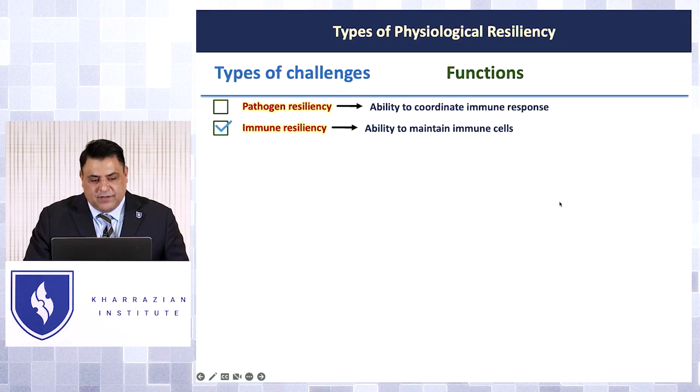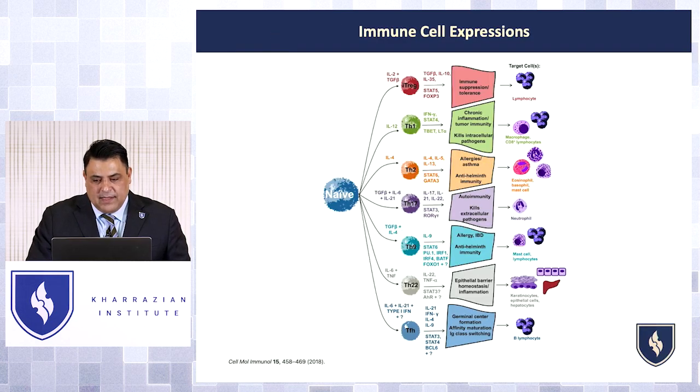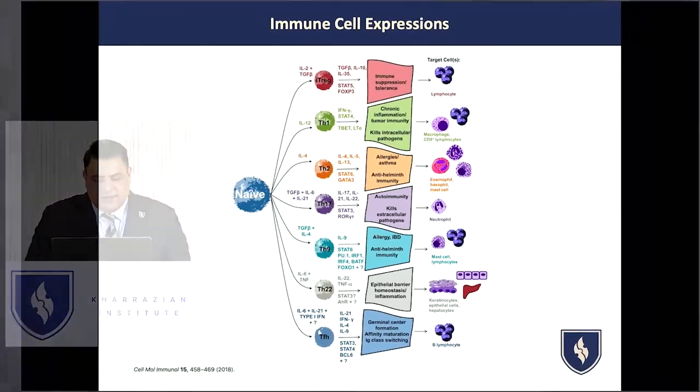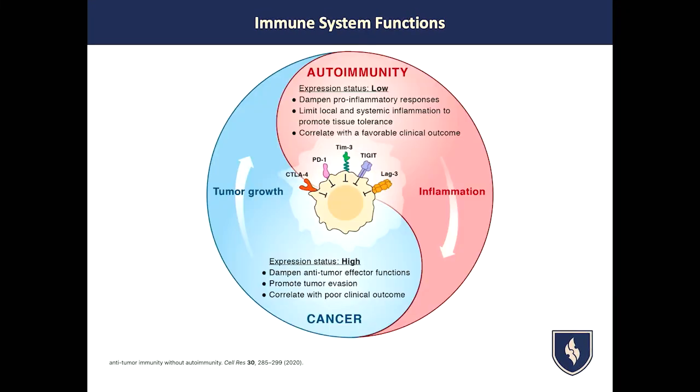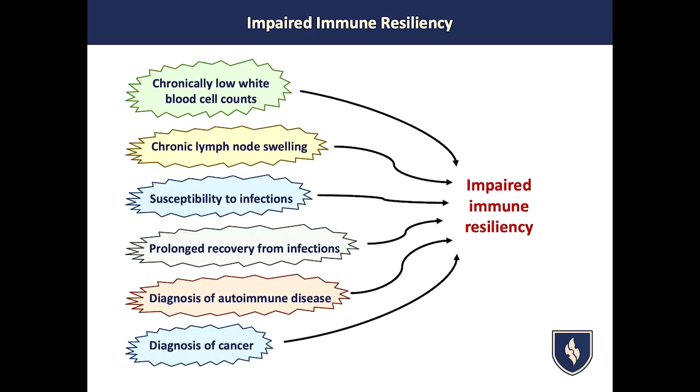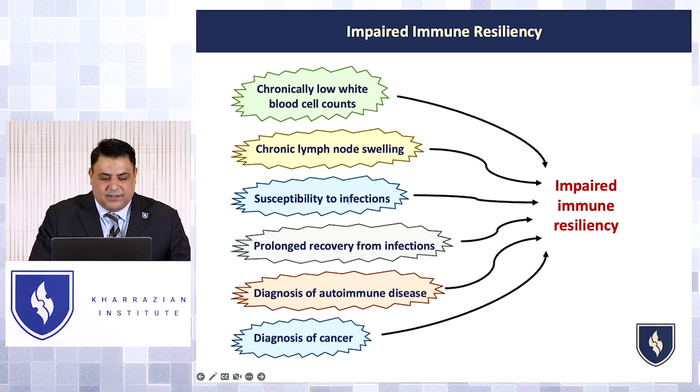And then as we look at immune resiliency as a general thing, the ability to maintain immune cells and avoid expression of chronic inflammatory immune triggers and also cancer, we have to have lack of immune senescence develop. So indications that the person has lost their immune resiliency or has immune senescence: they have chronically low white blood cell counts, chronic lymph node swelling, susceptibility to infections, prolonged recovery from infections, diagnosis of autoimmune disease, diagnosis of cancer.